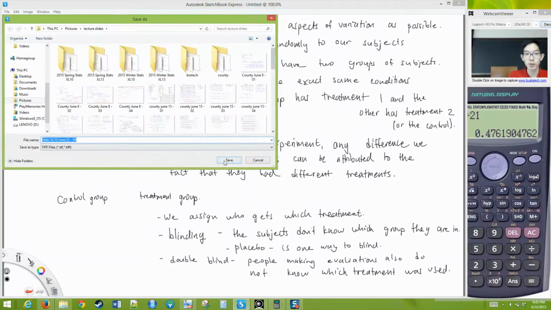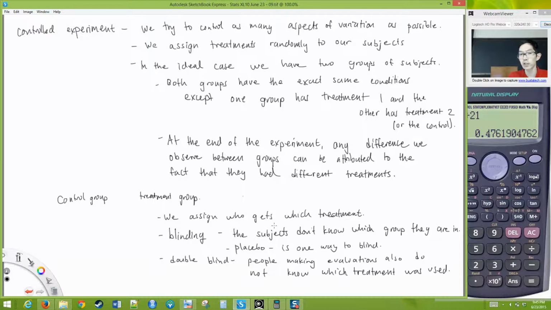But with an experiment, you can make cause and effect conclusions. So this is the key here. With a well-designed experiment, you can establish cause and effect. The trouble is, experiments may not be practically or ethically possible.